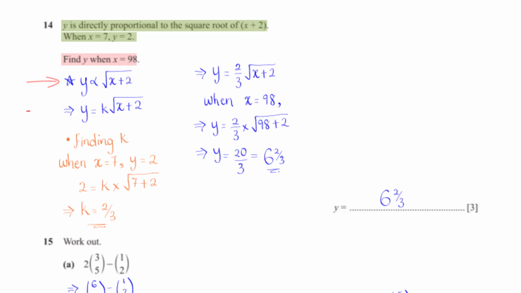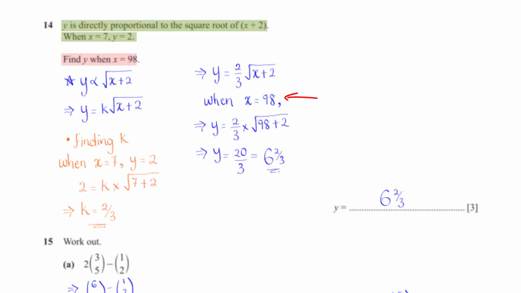And this means that y is equal to a constant which we are going to call k times the square root of x plus 2. So to find the value of k, we are going to substitute the values of x and y given in the question. So when x equals 7, y equals 2, and this gives us 2 is equal to k times square root of 7 plus 2. When we make k the subject, we get k equals 2/3.